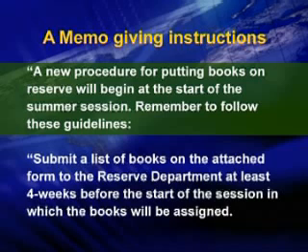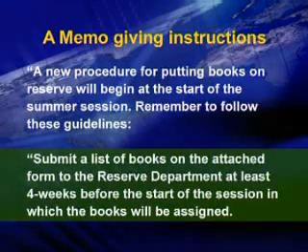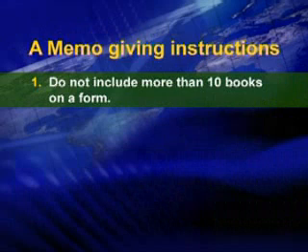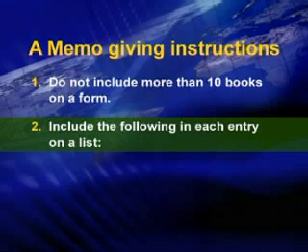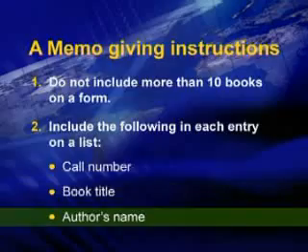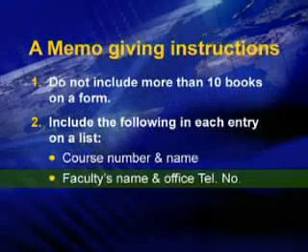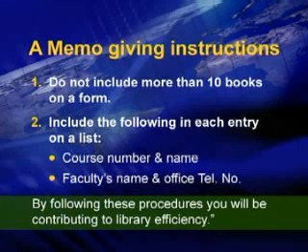Now look at this again, it has to-the-point direct instructions. There also, in the previous memo, we asked for direct information. Number 1, submit a list of books on the attached form to the reserve department at least 4 weeks before the start of the session in which the books will be assigned. Now see, giving instructions in very clear words. Second, do not include more than 10 books on a form. Third, include the following in each entry on a list: call number, book title, author's name, course number and name, faculty's name, because you are getting books reserved. And when you give instructions to someone in a memo, all this information should be completely put there. Then, lastly, by following these procedures, you'll be contributing to library efficiency. That's how you should construct a memo giving instructions.